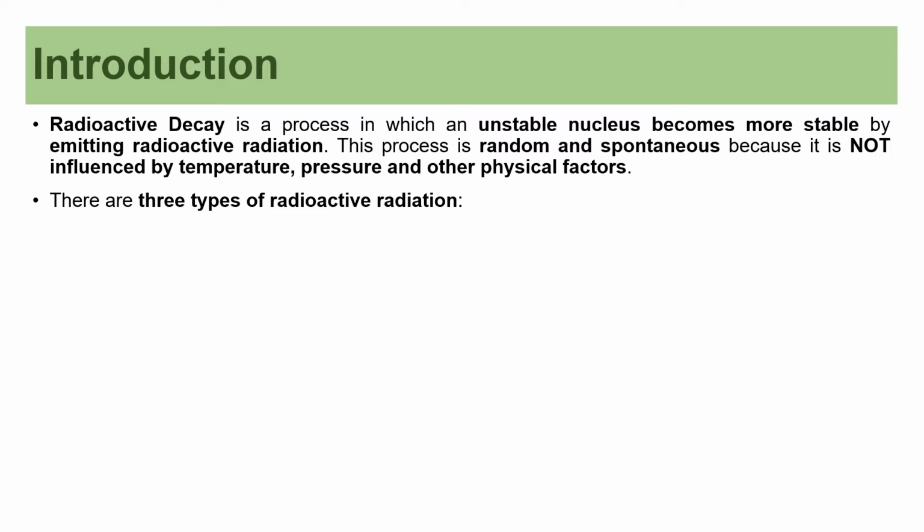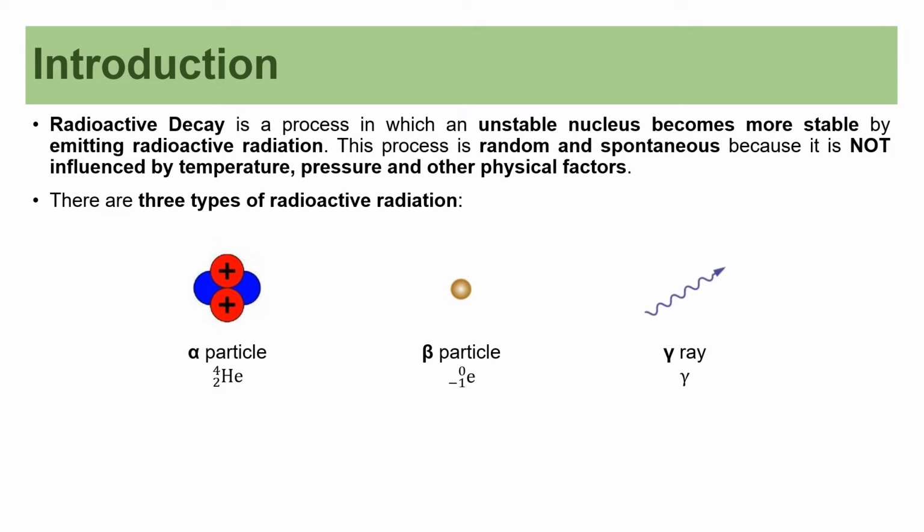There are 3 types of radioactive radiations: alpha particle, beta particle, and gamma ray. We normally represent alpha particle with helium, beta particle with electron, and gamma ray with just gamma.